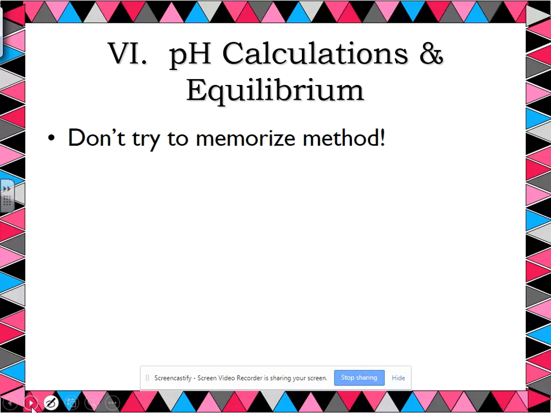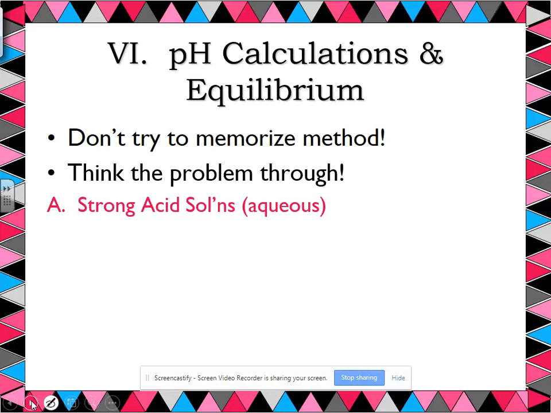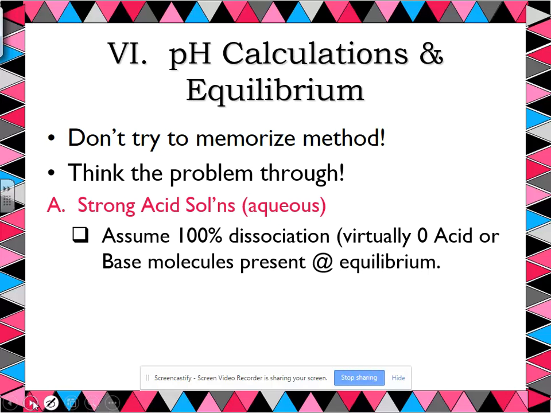Of course, you always want to make sure your equation is balanced and you want to write your equilibrium expression. You want to think the problem through. That's the big thing. Think about what's going on. If it's a strong acid or a strong base, we know that it's going to dissociate 100%. So virtually at the point that this process is completed, there's zero of the original acid molecule or the base molecule present. So we assume 100% dissociation if it's a strong acid or a strong base.